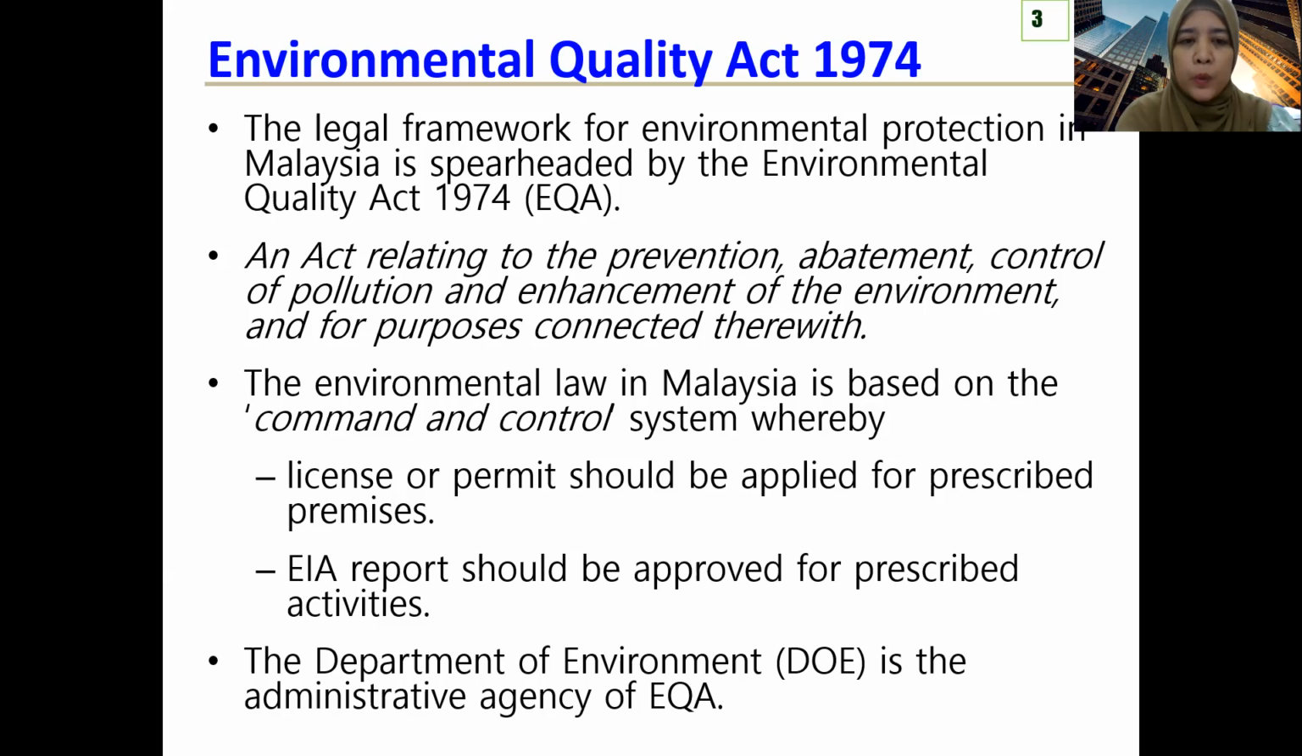So those are two main ways how EQA could protect the environment, whereby one is for prescribed premises, license and permit to be applied for and to be given. Two, for prescribed activities, activities that could pollute, that could damage the environment, EIA should be prepared first, should be approved first. Okay, and which department administers the provisions inside the EQA is the DOE, Department of Environment. In Malay, that is the Jabatan Alam Sekitar.